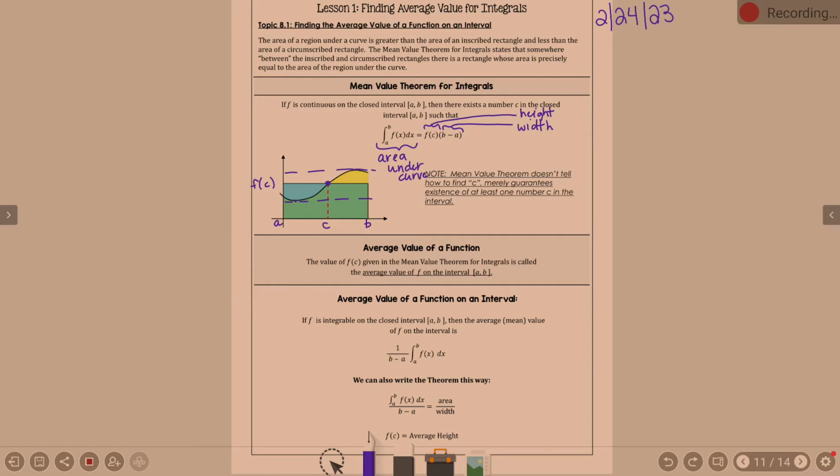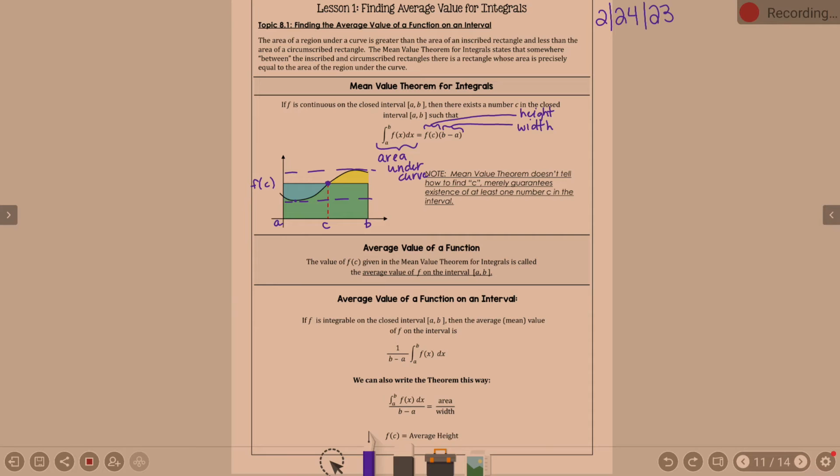Okay? If you look, the blue and yellow are equivalent there, or just about. We'll talk more about that as we go. But we're also going to talk about the average value function.